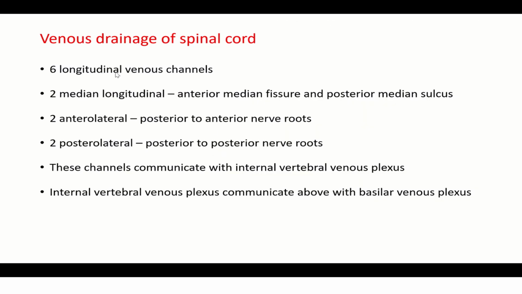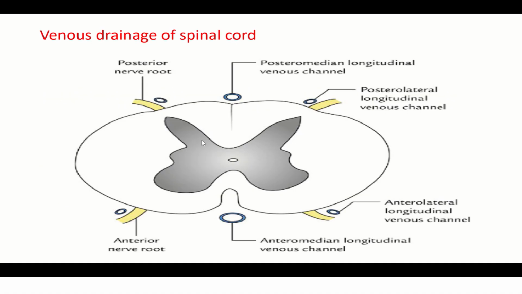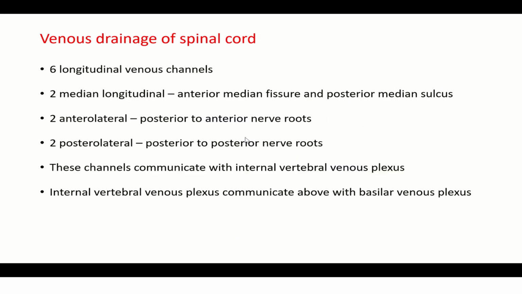Now coming to the venous drainage of the spinal cord, six longitudinal venous channels are present as you see here. One is the anteromedian longitudinal venous channel, present in the anteromedian fissure, then the posteromedian longitudinal venous channel present in the posteromedian sulcus. You can see two anterolateral longitudinal venous channels which are behind the anterior roots, and the posterolateral longitudinal venous channels which are behind the posterior roots. These are the six longitudinal venous channels.